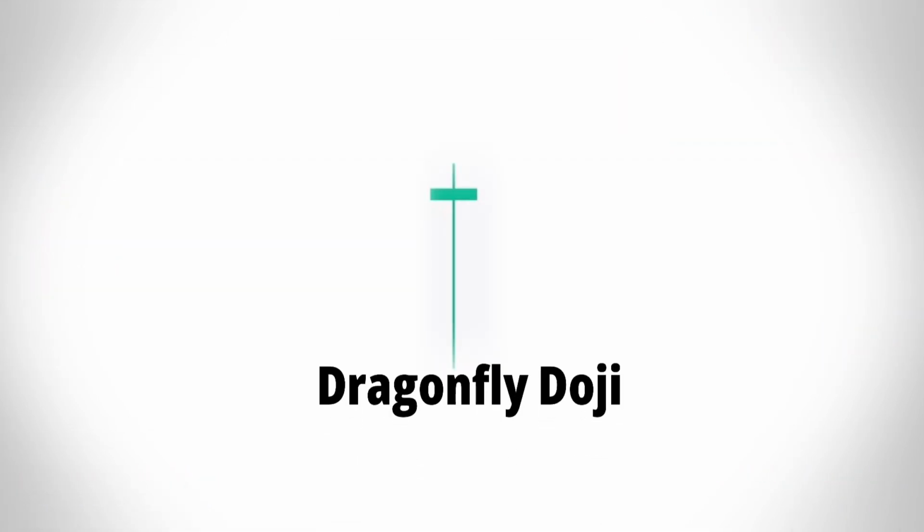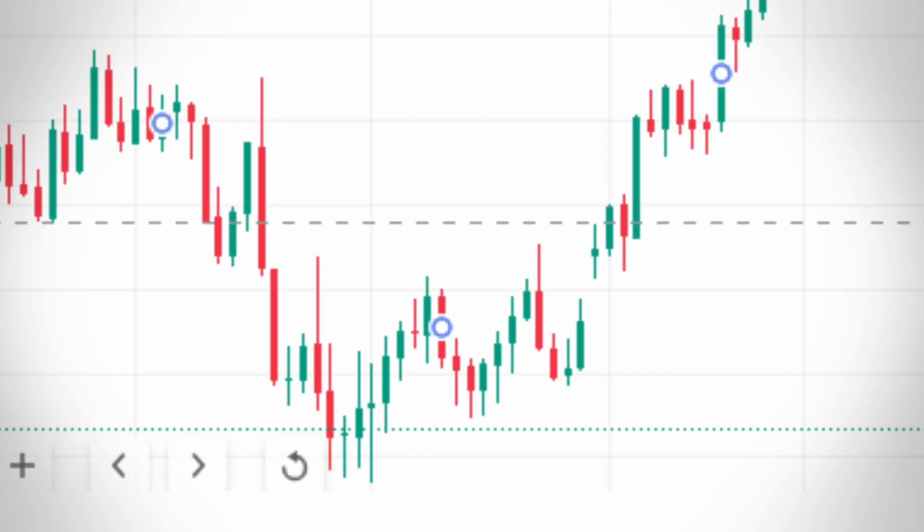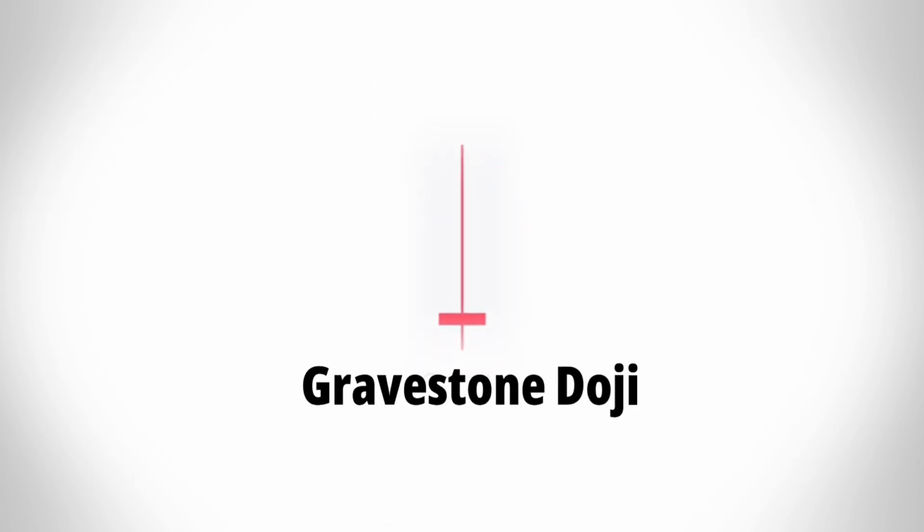Next is a Dragonfly doji. To identify a Dragonfly doji, you should know that the open, high, and close prices are at or near the same level, with a long lower wick but little or no upper wick or shadow. You should know that when a Dragonfly doji appears at the bottom of a downtrend, it means that there's a potential bullish reversal. Now lastly, a Gravestone doji.